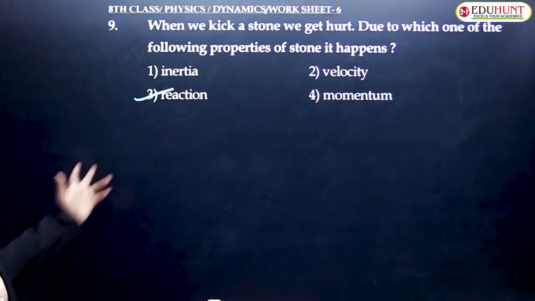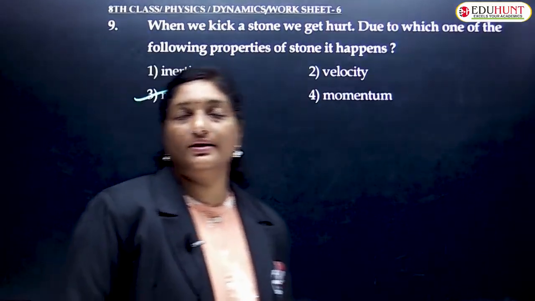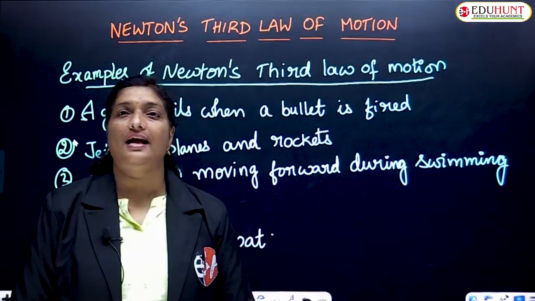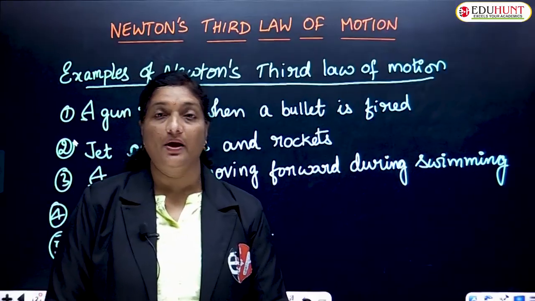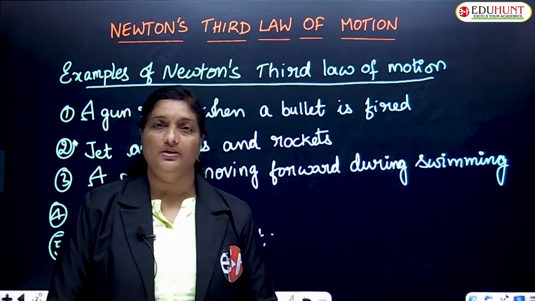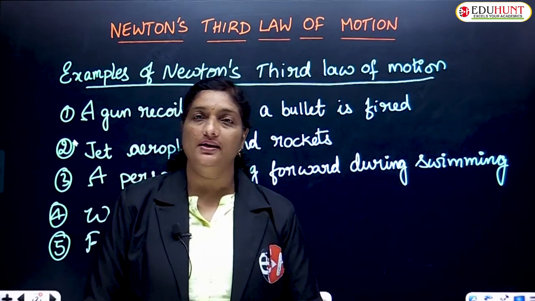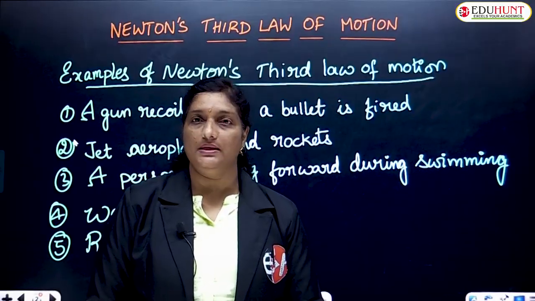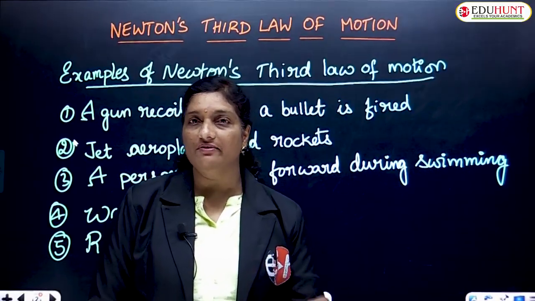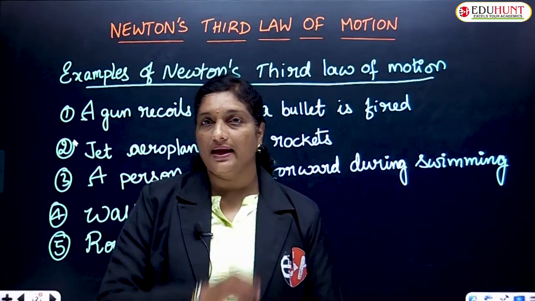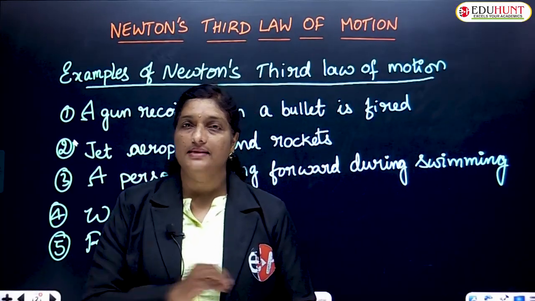Okay children, with this we have concluded Newton's third law, and now let us see the applications and examples of Newton's third law of motion. Before starting, let us recall Newton's third law of motion. What is Newton's third law of motion, children? Yes, to every action there must be an equal and opposite reaction. I repeat, to every action there must be an equal and opposite reaction. So coming ahead, let us continue with the examples.